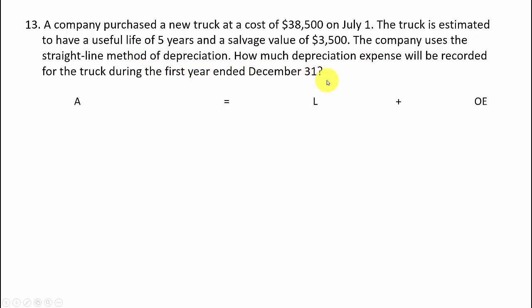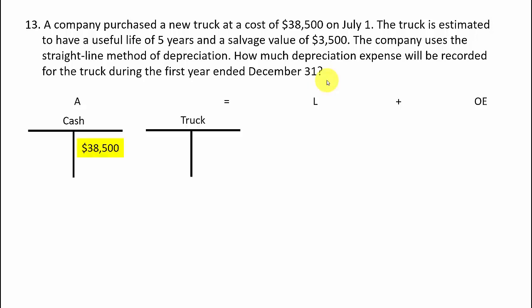Okay, here's our accounting equation. Let's go from the very beginning of what happened until we get what the adjusting entry is going to be. So we bought a truck, cost $38,500. So we're going to credit cash for $38,500 and debit truck for $38,500. That means this asset goes down, this asset goes up, and so far everything's okay. Now that was on July the 1st.